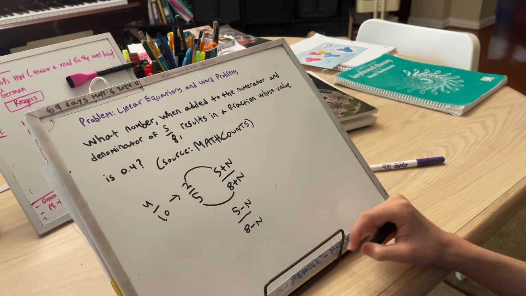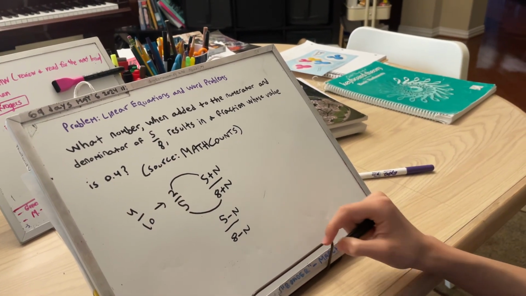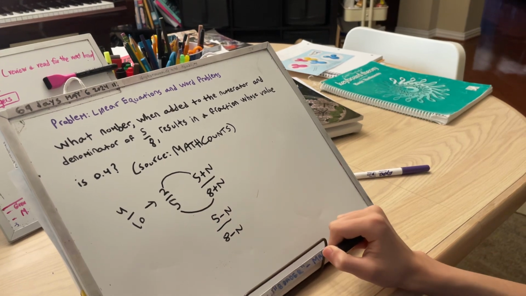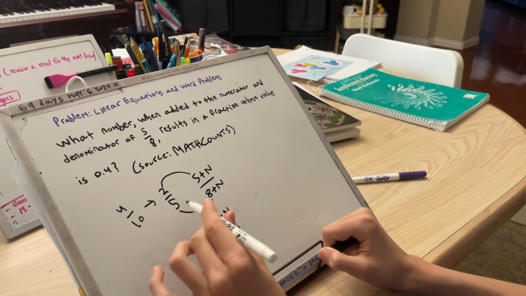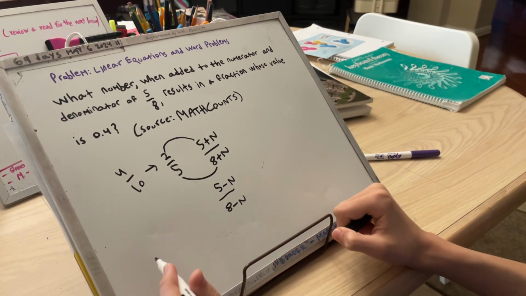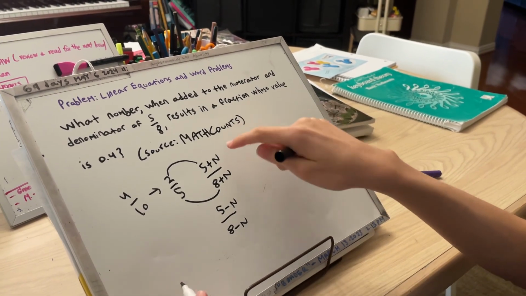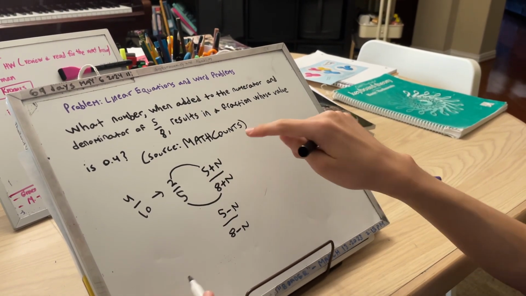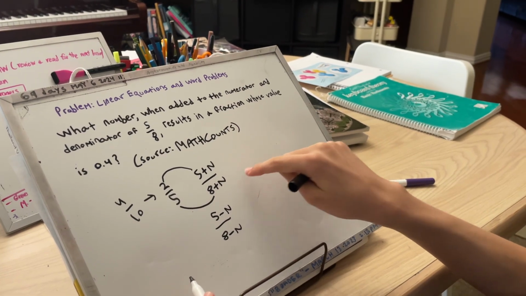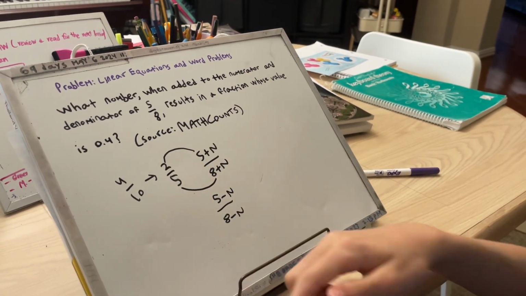5 and 8, what do they have in common? They have a common difference of 3. 5 minus 2 is 3. 8 minus 5 is also 3, telling us that n must be negative 3, because we need to reduce the value of the numerator and denominator by 3 to get down to our fraction of 2/5.